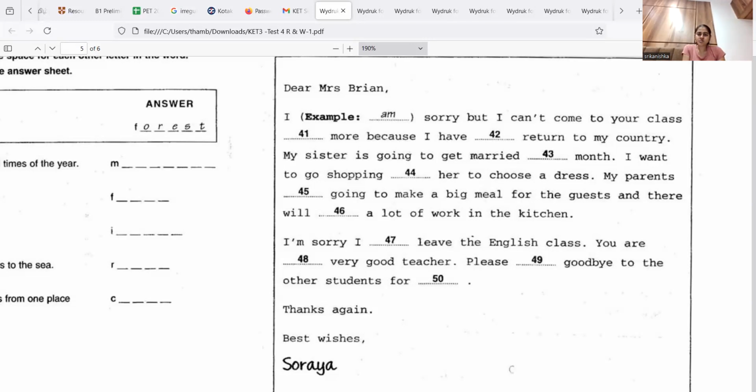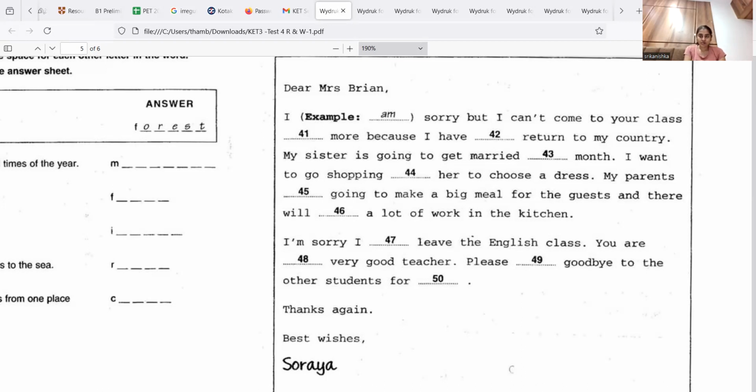I want to go shopping for her to choose a dress? Not really, not for her. With her. I want to go shopping with her to choose a dress, because she is also going to come. "Shopping for her" means you are only going, not she. So "with her", underline "with".